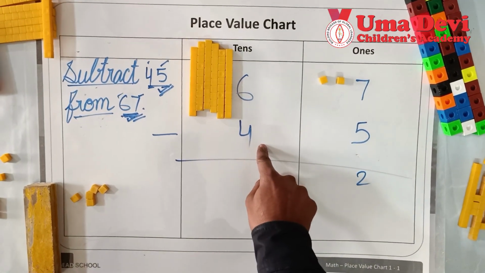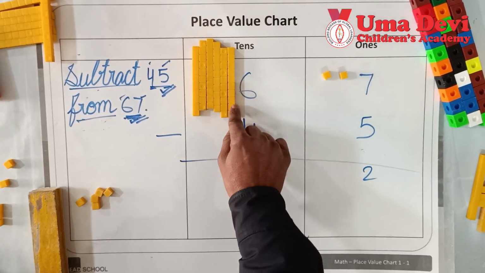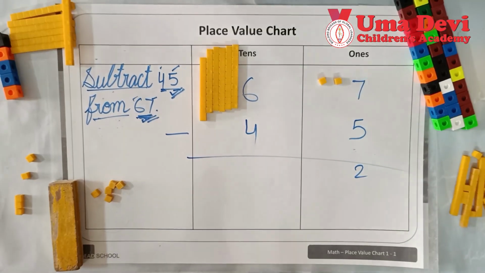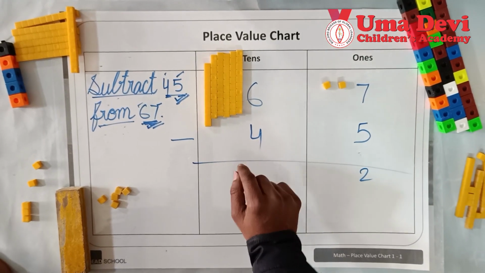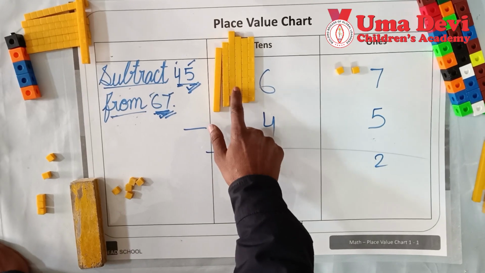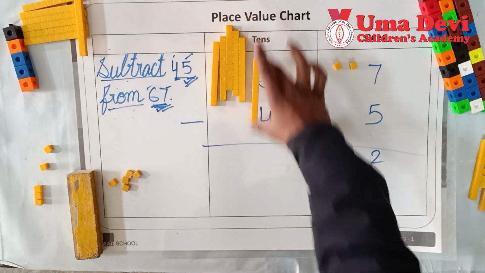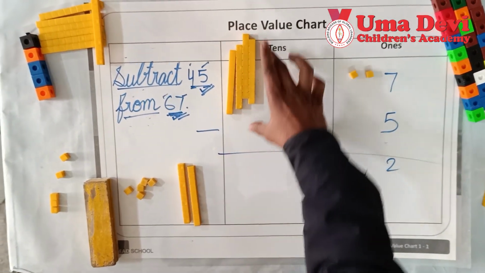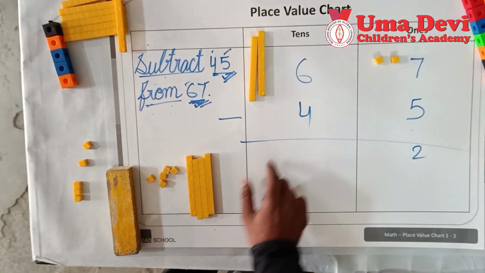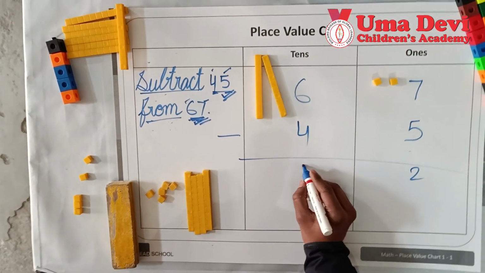Same thing here. There are 4 tens. How many tens are upside? 6, 1, 2, 3, 4, 5, 6. We have counted this earlier. So we have to subtract 4 from the 6. There are 6 tens blocks there. Okay, right? So we will take out 4 tens blocks. 1, 2, 3 and 4. I have taken out 4 blocks. How many tens blocks are left? 2. So we will write here 2.